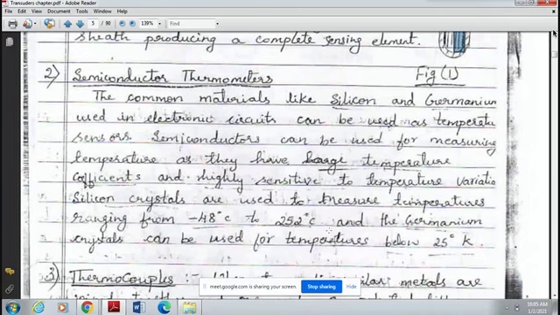Okay, but when the temperature is below 25 degrees Kelvin, you can use germanium.